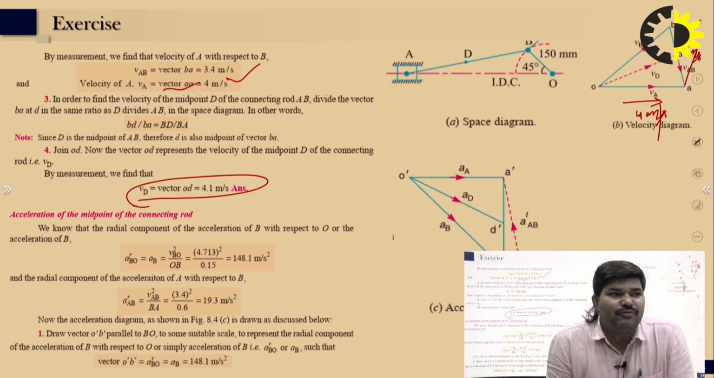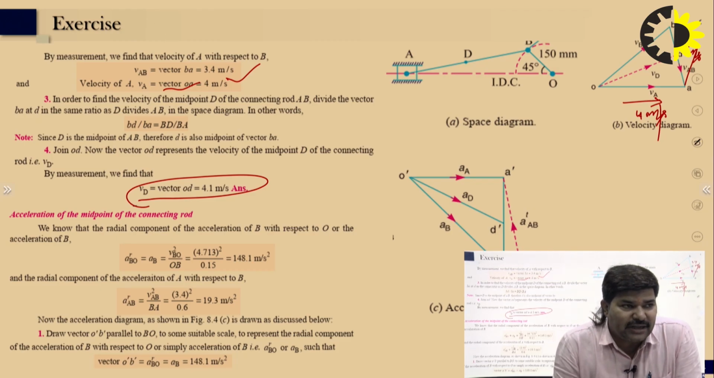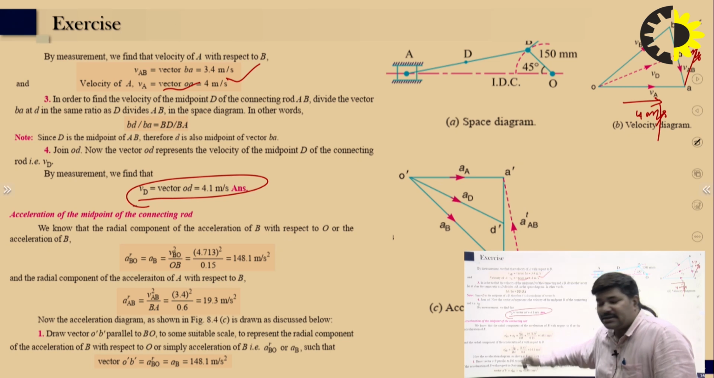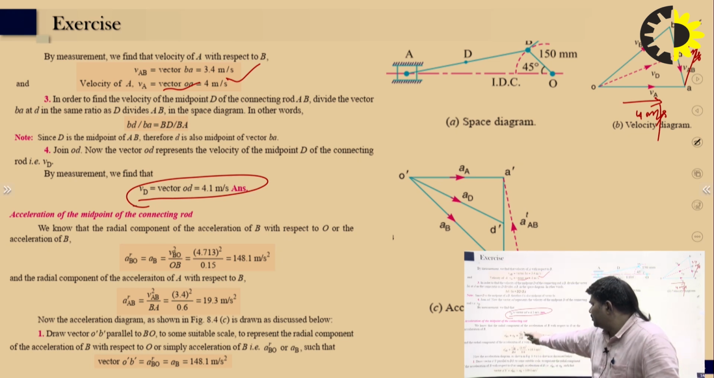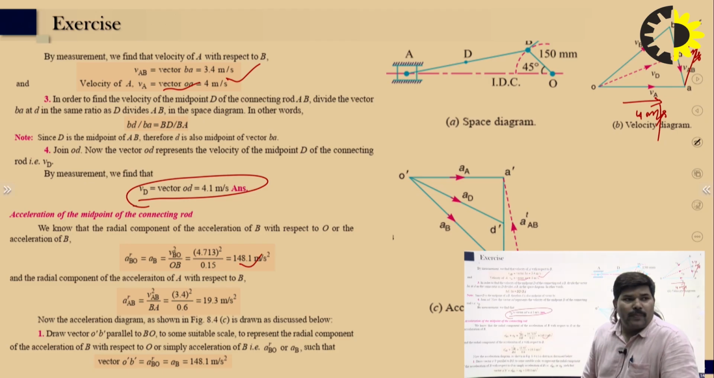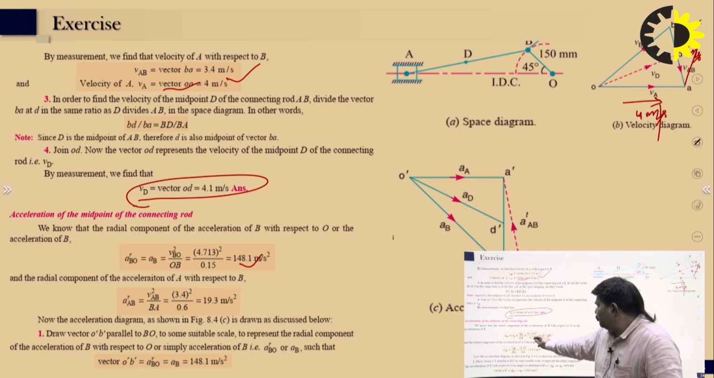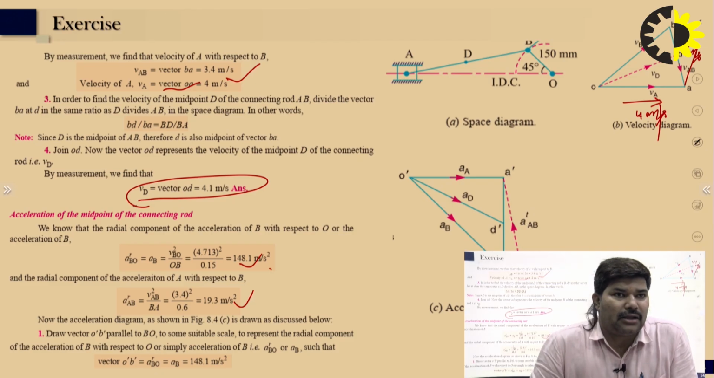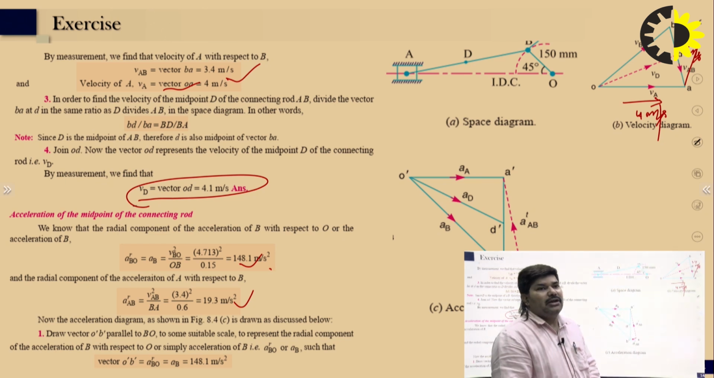So for the acceleration of the midpoint of the connecting rod, we know that the radial component of the acceleration of B with respect to O is the radial acceleration. So you can find out the radial acceleration as velocity of B squared upon the length of OB. So we can put here the radial component of acceleration of A with respect to B, because the velocities of all three links are available. One link is fixed, so all three links' velocity is given, so you can find out omega, or you can calculate the radial acceleration, right?